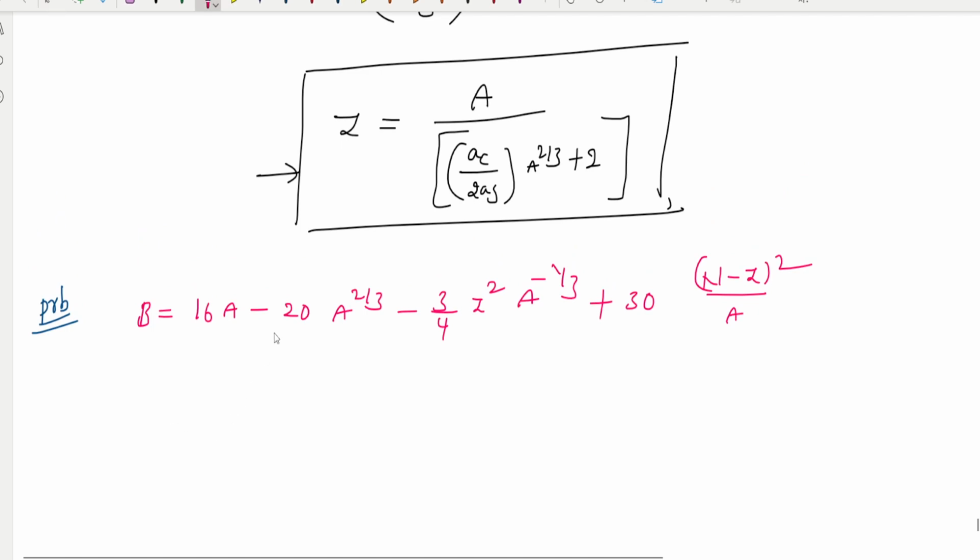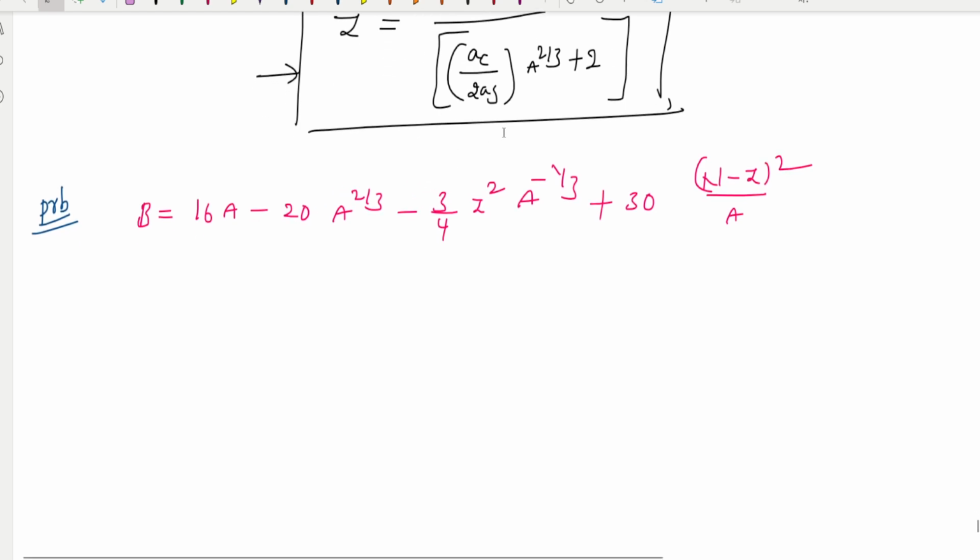So we already know the formula. Z equal to A divided by 2 plus ac divided by 2as. We need to find the Coulomb term and the asymmetric term. This is volume, Coulomb, asymmetric, pairing, right? So carefully, if you look at this, we can observe this is pairing, and this is asymmetric.